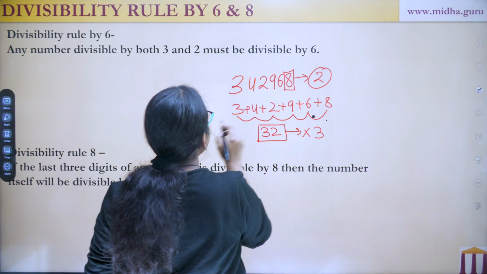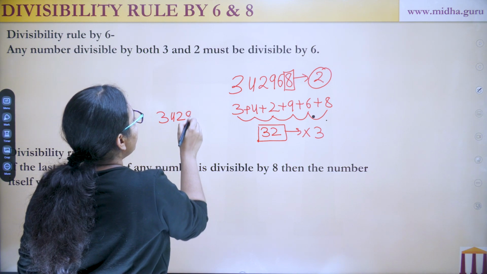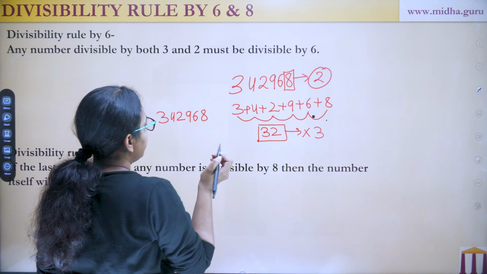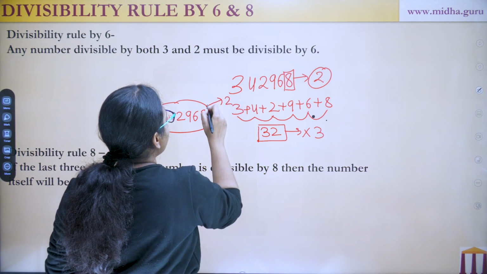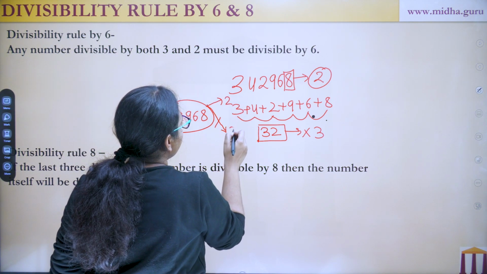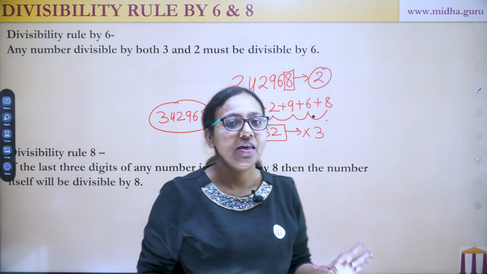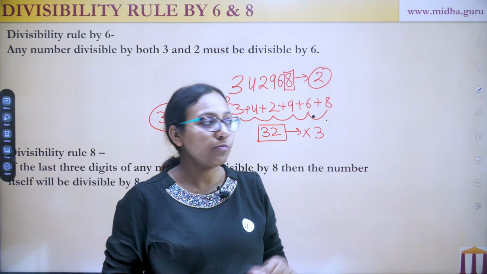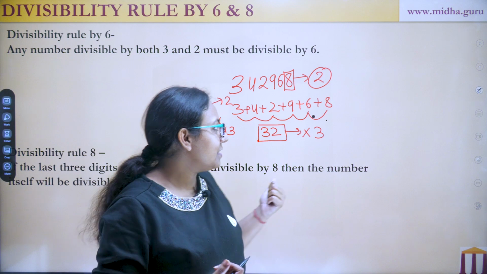That means this number, 342968, is divisible by 2 but not divisible by 3. That means, will this number be divisible by 6? No, this number will not be divisible by 6 because it is divisible by only 2. I hope this was easy for you.